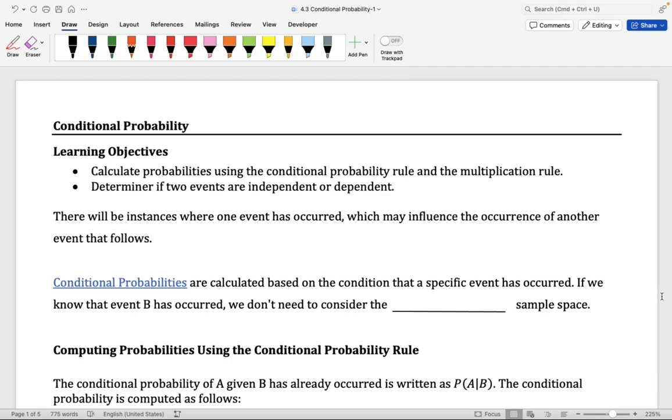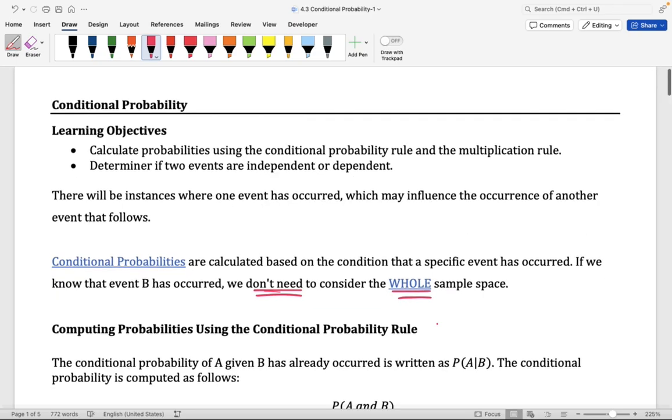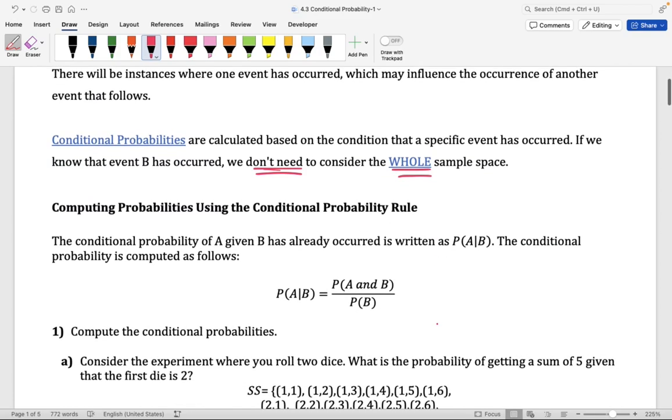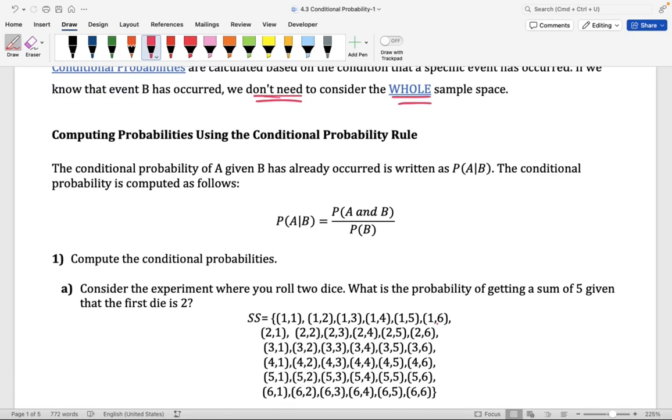If we're being told that event B has occurred, we do not need to consider the whole sample space. If an event has occurred, that is going to restrict the sample space. We're no longer going to be looking at all the outcomes that can occur with a specific random process. Okay? So just keep that in mind. You're going to see how that happens when we compute the probabilities. Okay? So let's go ahead and talk about computing probabilities using the conditional probability rule.